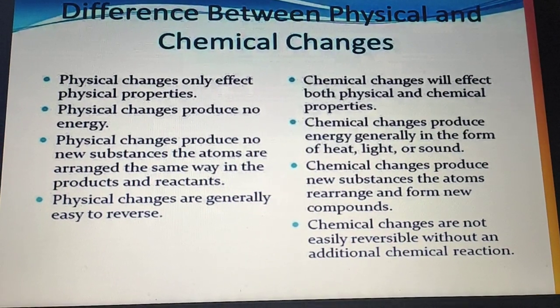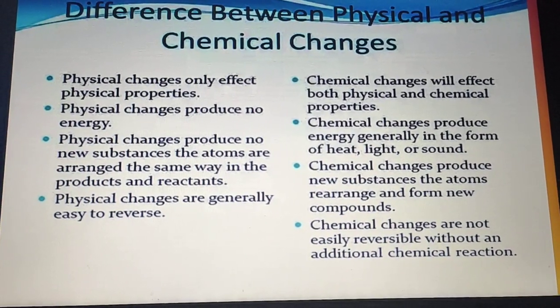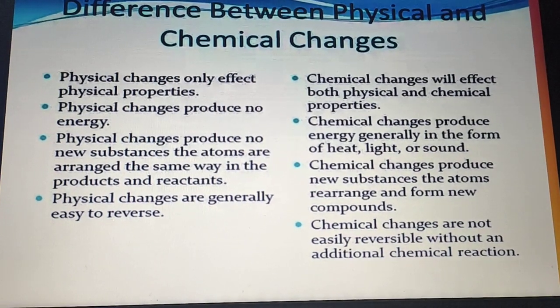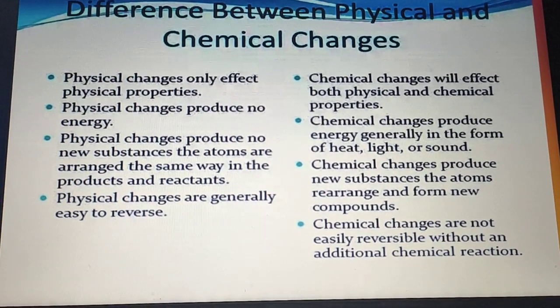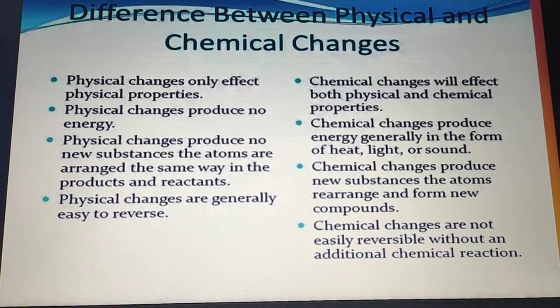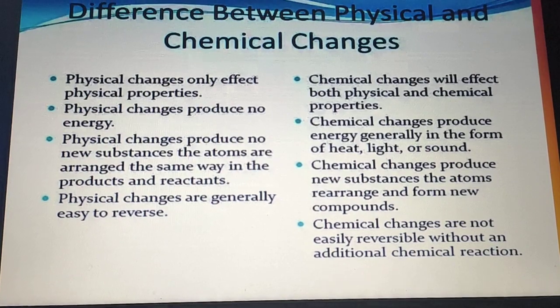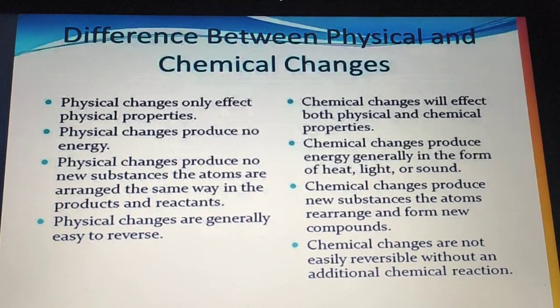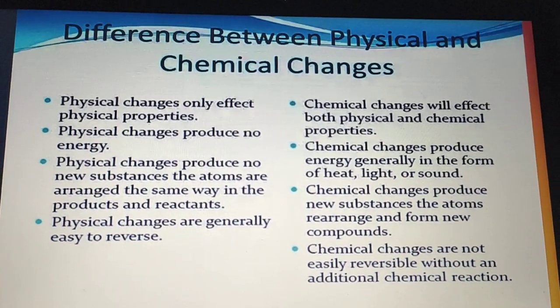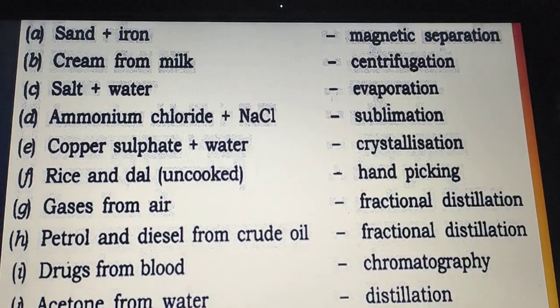Chemical changes produce new substances. The atoms rearrange and form new compounds. Physical changes are generally easy to reverse, and chemical changes are not easily reversible without an additional chemical reaction. So this is the proper difference between chemical and physical change that you can state.